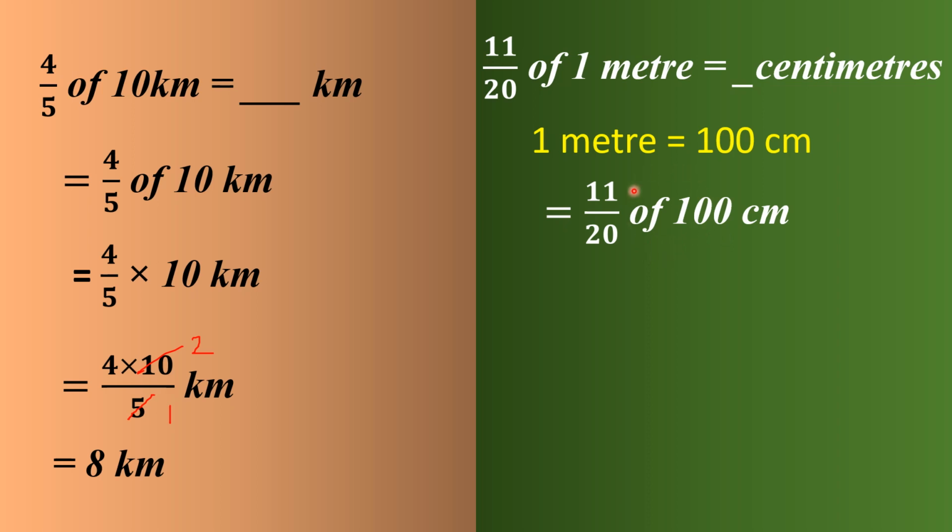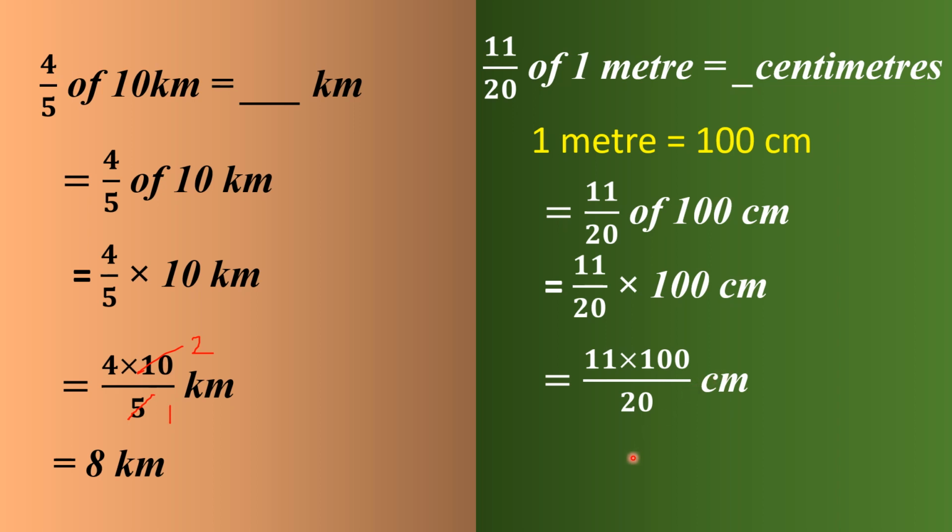Now replace the sign of by multiplication like this: 11 by 20 multiply 100 centimeter. So here it is 11 multiply 100 by 20. Now it can be solved very easily. We can cut 0 by 0, and 2 and 10, the common divisor is 2, so 2 ones are 2 and 2 fives are 10. So our final answer will be 55 centimeter. So very easy kind of questions, isn't it?